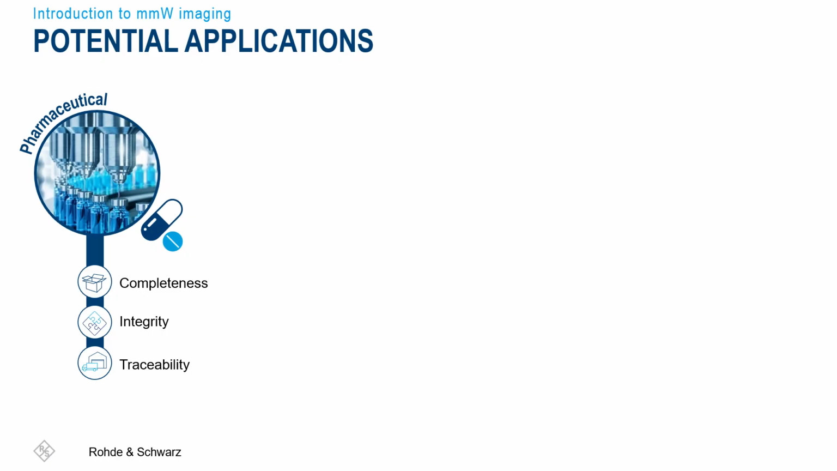The first category is pharmaceutical products. What we can do with pharmaceutical products is we can perform a completeness check. So we can check whether all components of this pharmaceutical product are contained within the package. We can also check the integrity of the package, so that all the components are there and the components are intact. We can also check for the traceability. So we can create a digital twin and then we can follow that digital twin through the delivery chain.